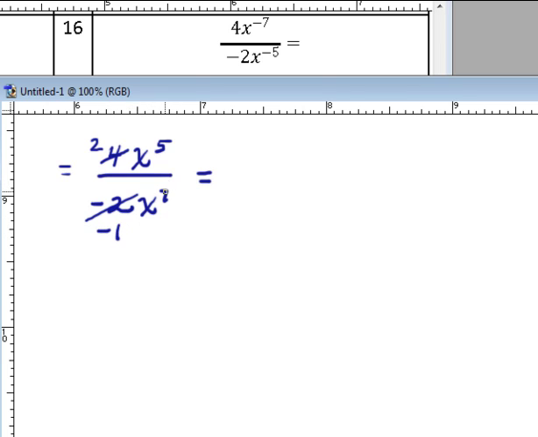And we can subtract these exponents, 7 minus 5. So that leaves us with x to the second in the denominator. So we have 2 in the numerator and minus x squared in the denominator. We can write this also as minus 2 over x squared.